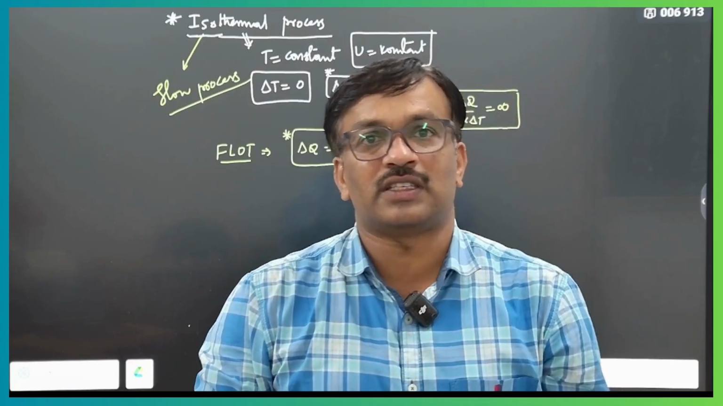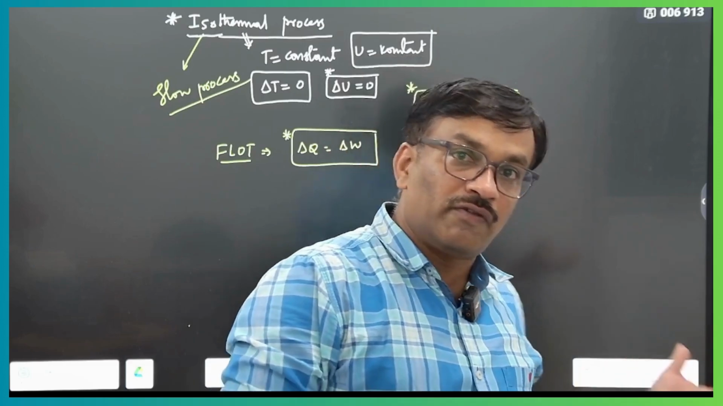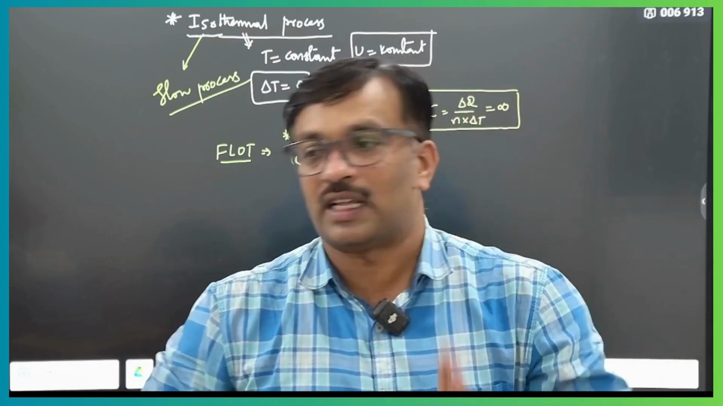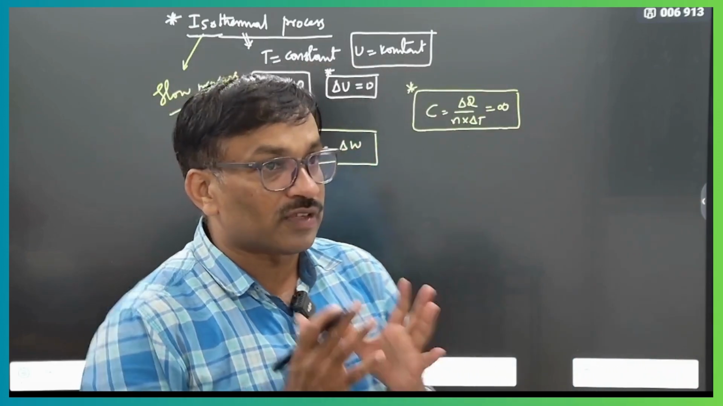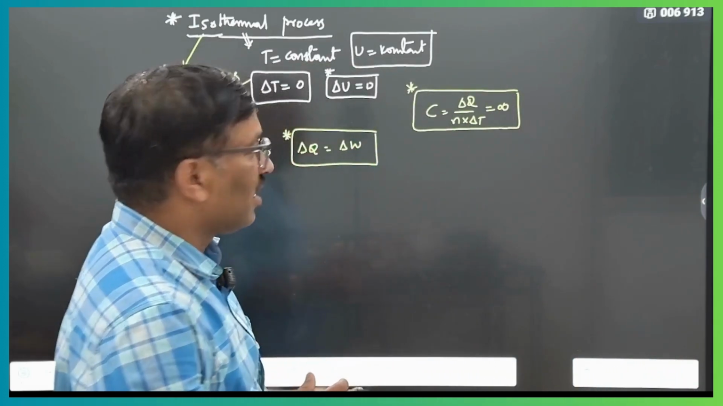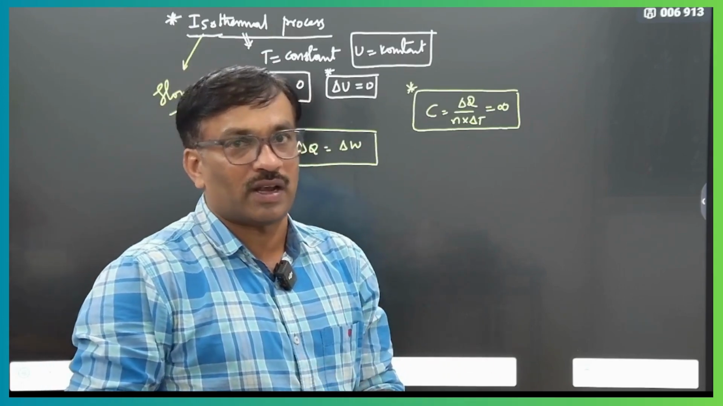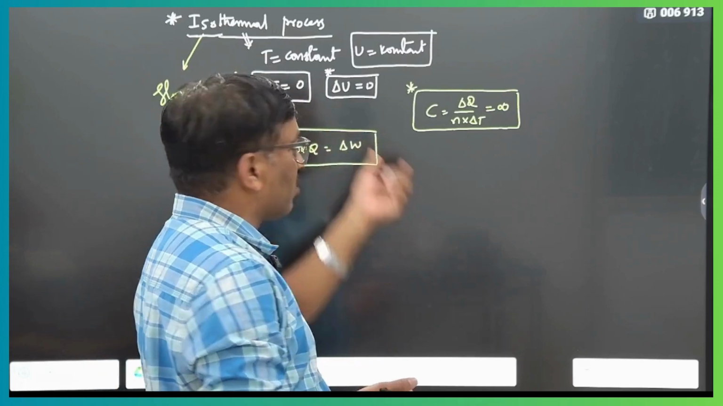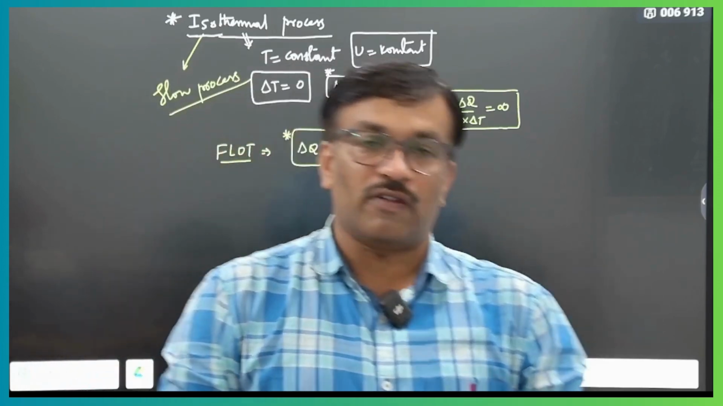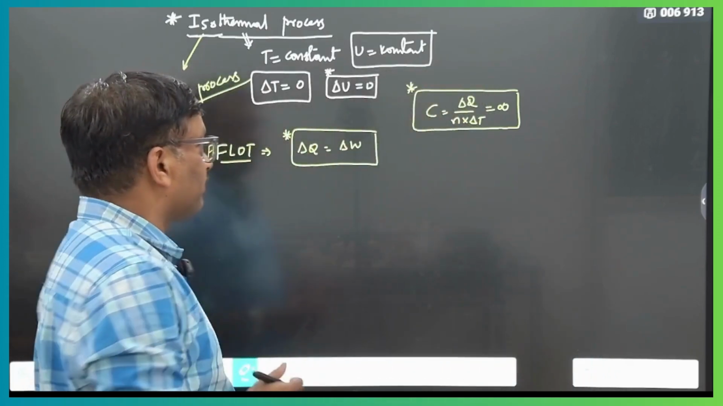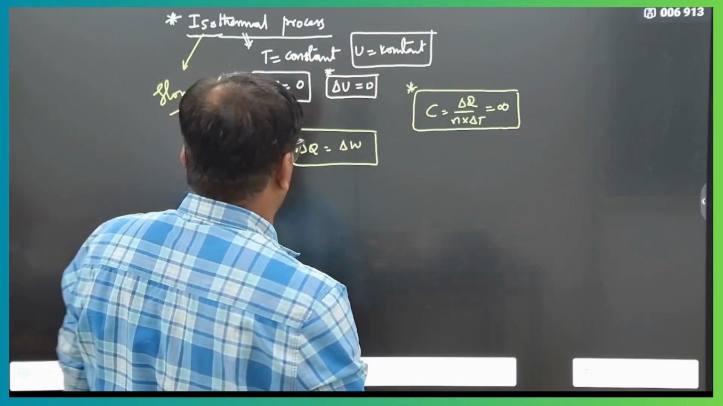So specific heat is infinity means what? We have to give an infinite amount of energy to raise the temperature by 1 degree. So you have to take that type of substance, so that the substance will never get heated up. So what happens to the heat energy given? That heat energy will be converted into work done. Clear? But such a substance never exists.